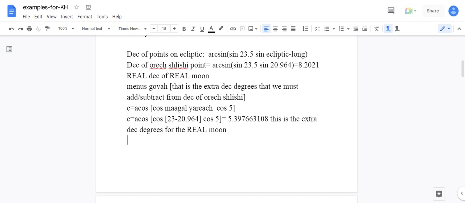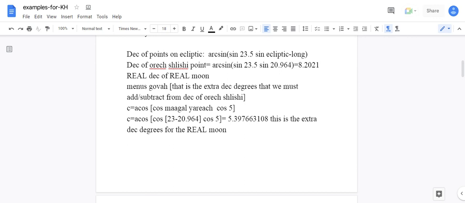However, the real declination of the real moon, as I said the whole time, this is a fake moon. We have to now do something that's called Manas Goiva Medina. That is, to do it the mathematical way, we take the inverse cosine of cosine Maglia Reich times cosine 5. That's a certain triangle that we need to add or subtract. But now we're adding because we have a positive latitude, so cosine 5 is positive.